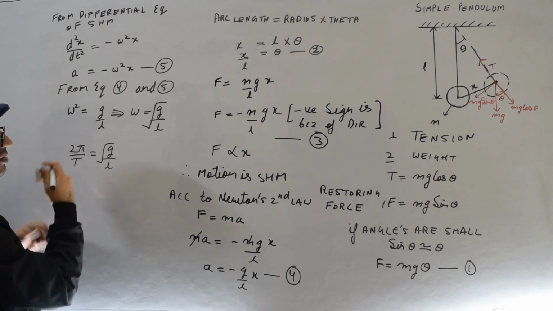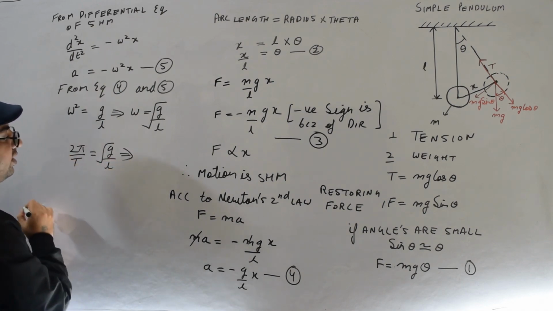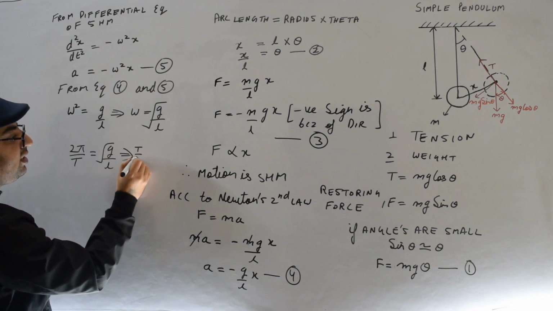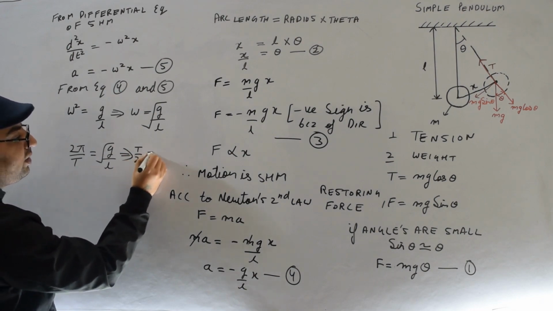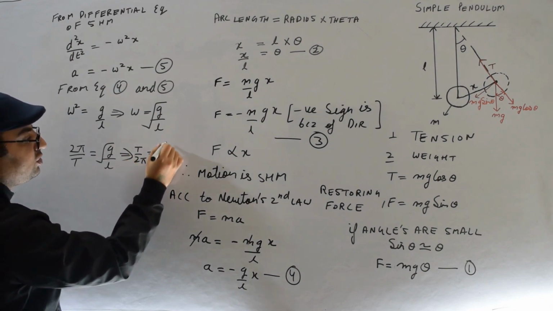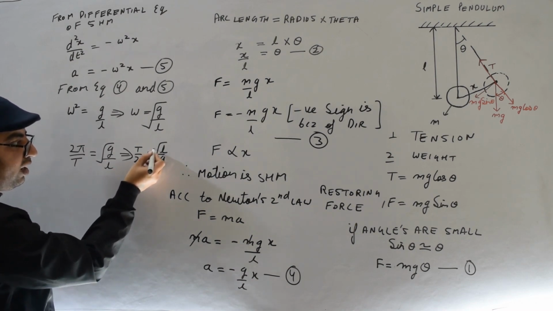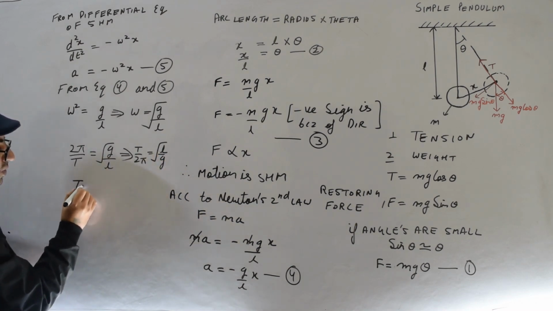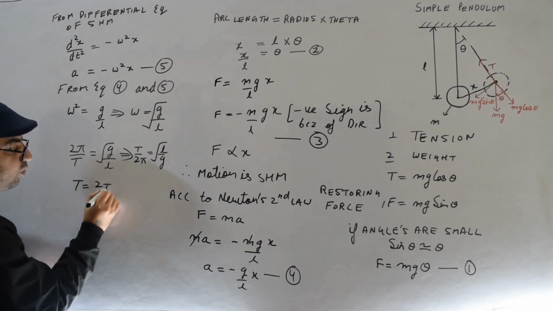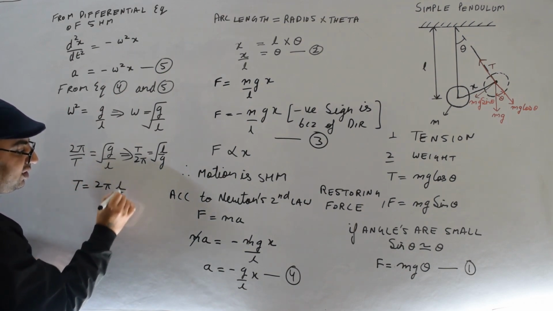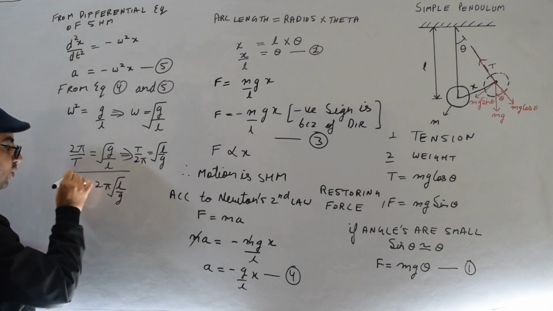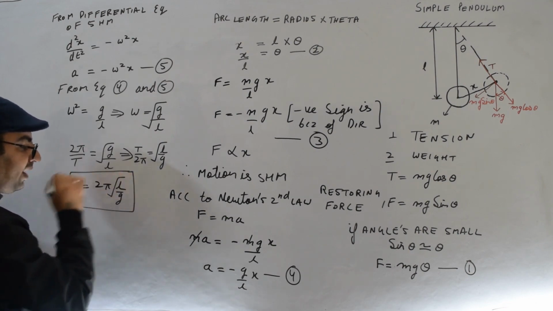By just taking the reciprocal, if we take its reciprocal, it will become T upon 2 pi, and L becomes on the upper side, L upon g under root. Now this 2 pi will go on the upper side, so we'll be getting the expression for the time period, that is T equals 2 pi root of L upon g. This will be the expression for the time period.